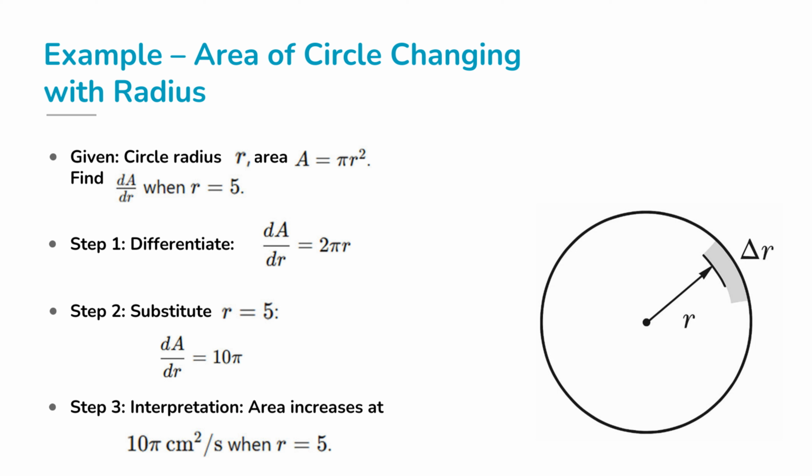Let's solve. Area of a circle is A equals pi r squared. Differentiate with respect to r, dA by dr equals 2 pi r. Now take radius r equals 5. Substitute: dA by dr equals 2 pi into 5 equals 10 pi. So, when the radius is 5 centimeters, the area is increasing at 10 pi square centimeters per second. A small change in radius creates a big change in area, just like how a small increase in pizza size makes it feed extra friends.